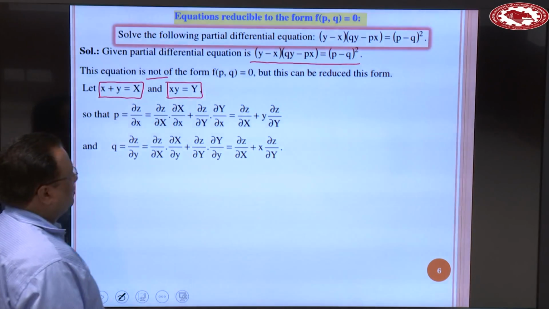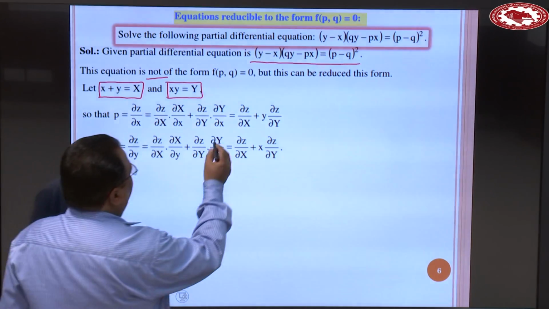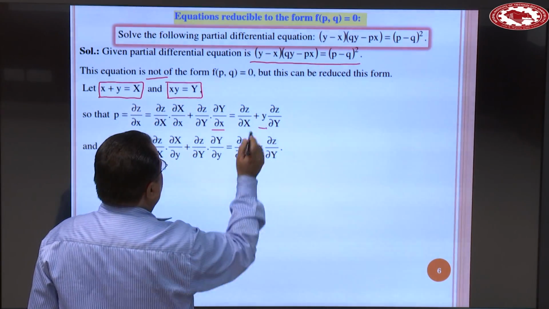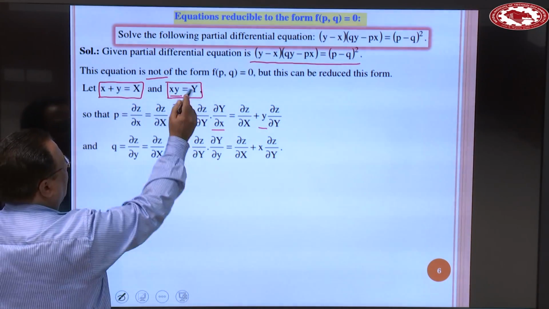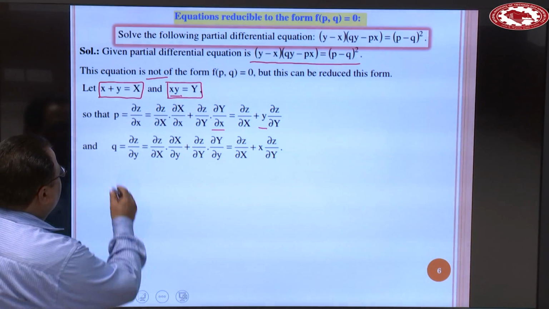Okay, so calculate this one. Calculate the value of this result. That one is y. Curly y over curly x is y, so from this you can calculate the value. Similarly, calculate the value of q.